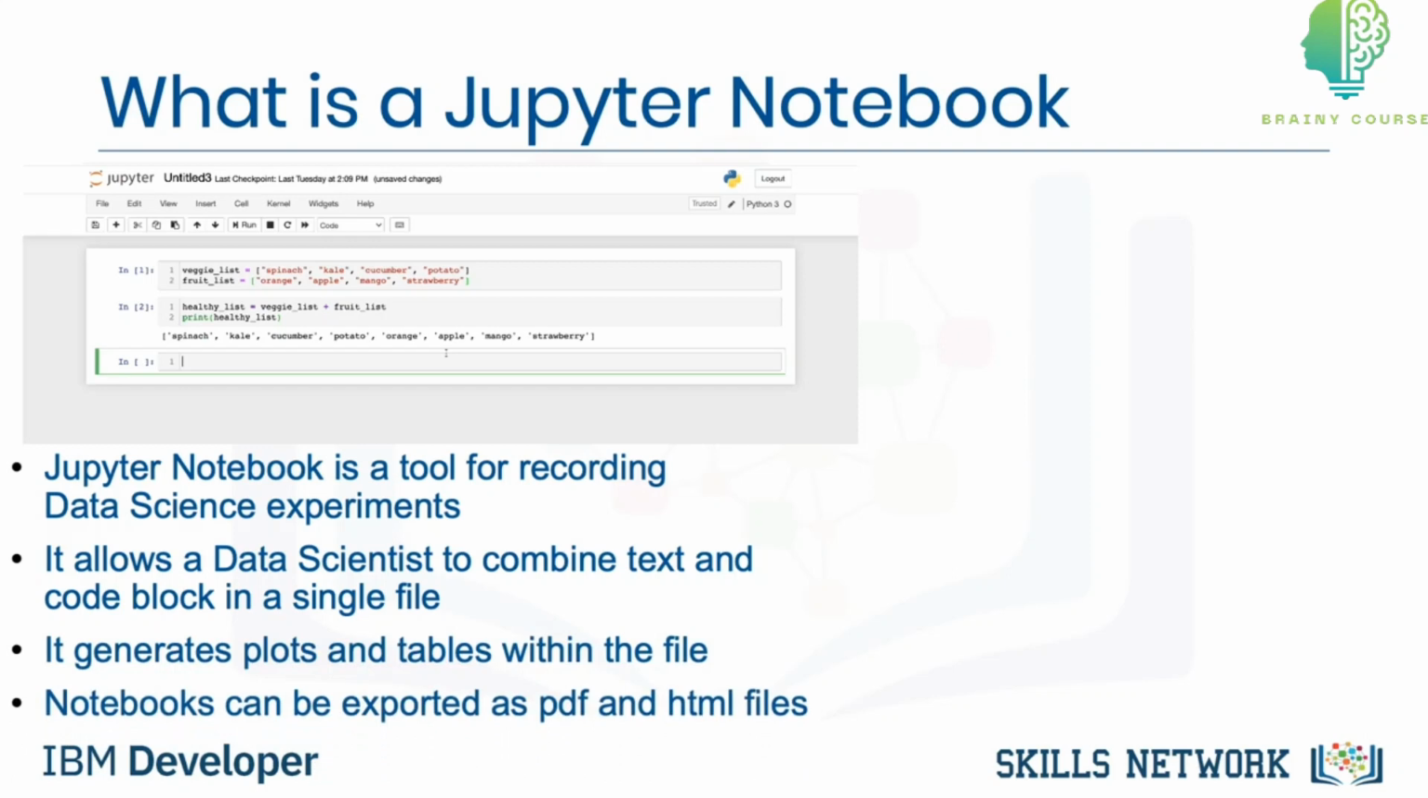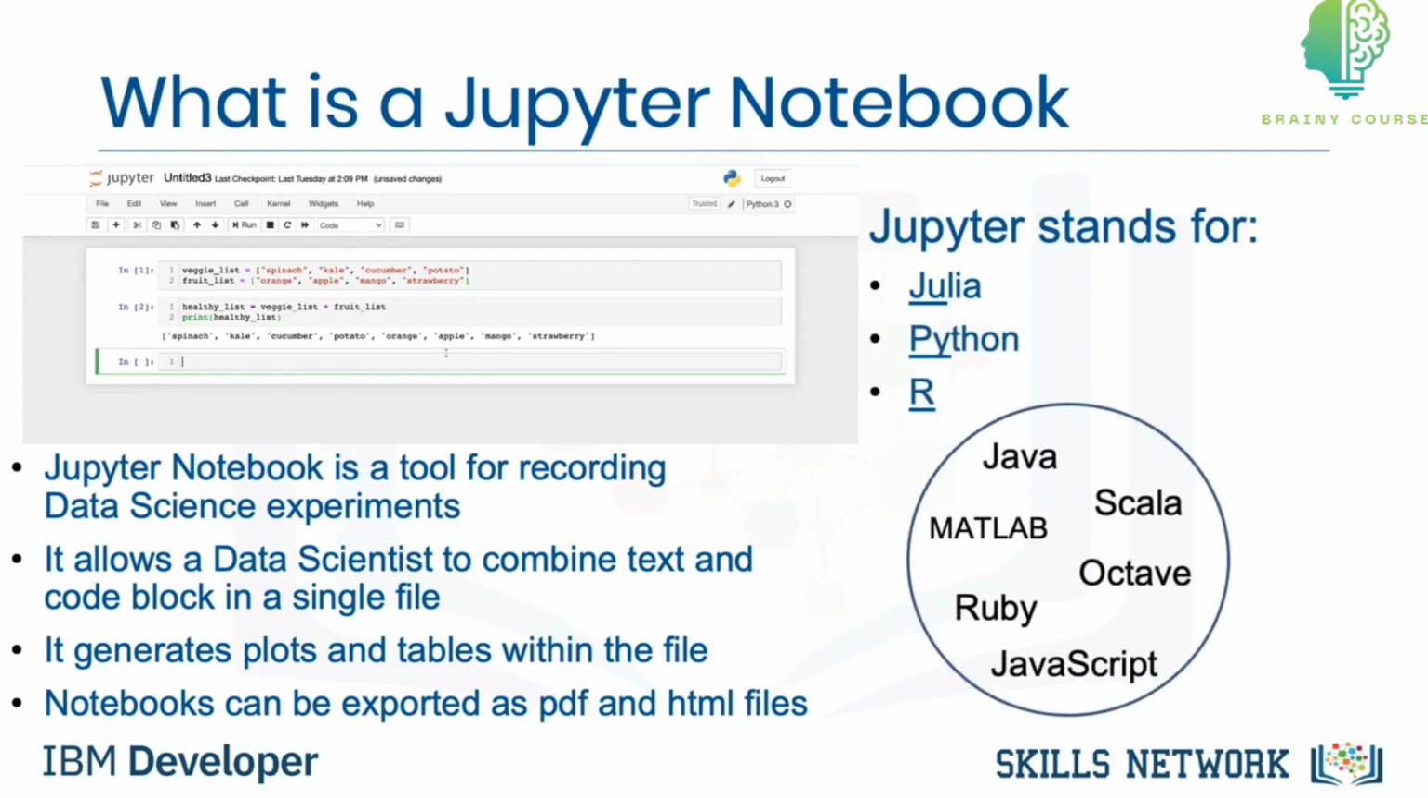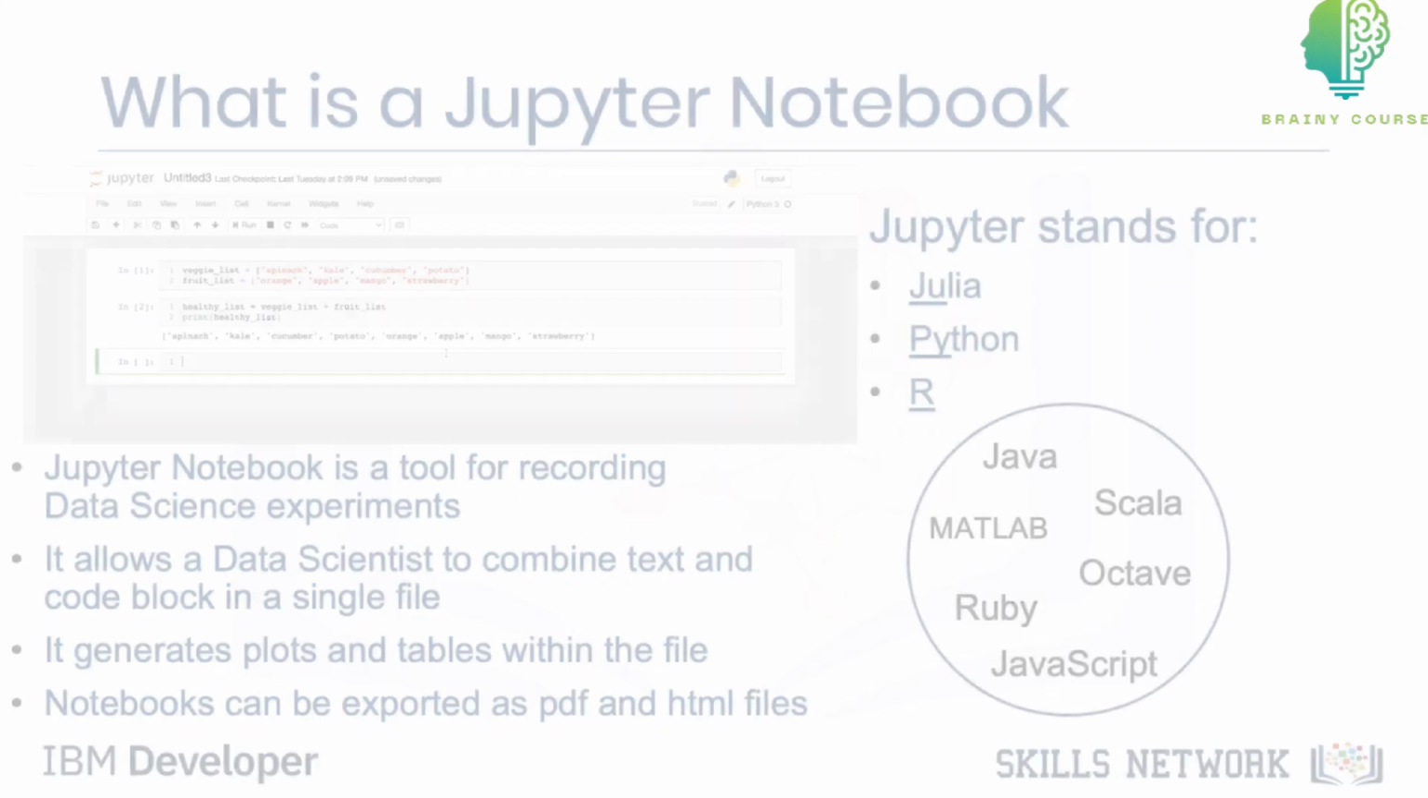Jupyter Notebooks originated as IPython, originally developed for the Python programming language. As it came to support additional languages, it was renamed Jupyter, which stands for Julia, Python, R. But nowadays, the notebook supports many other languages as well.